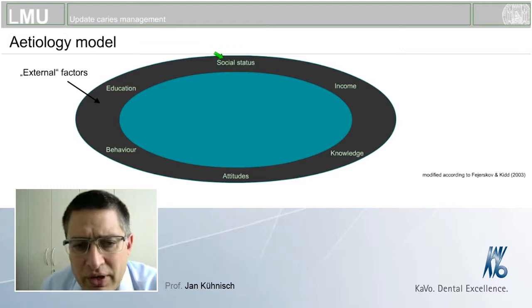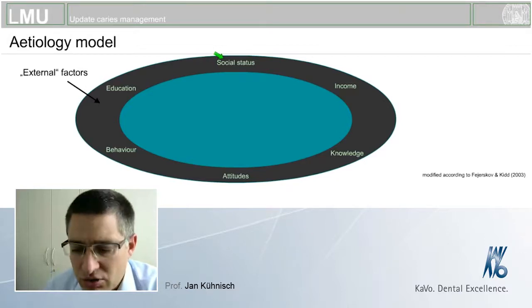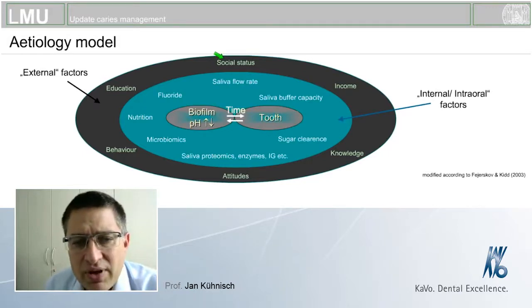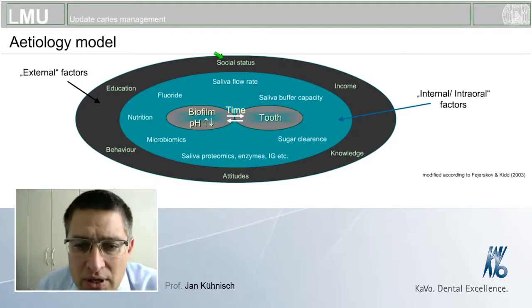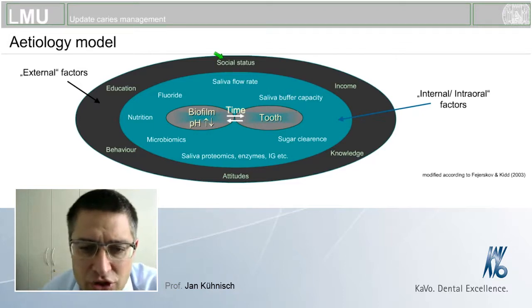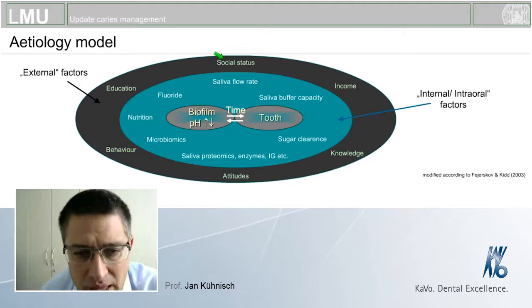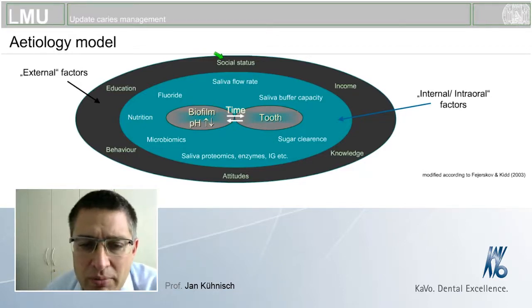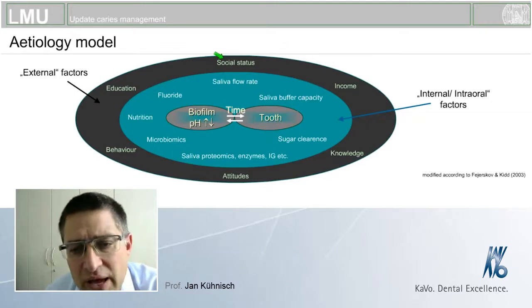We have the external factors which we should try or could try to influence, but it's hard to get. Let's go to the inner parts, to the oral cavity itself. And there we have many protective factors, and we also have caries-promoting factors. Look at the nutrition, maybe that's the important point, which is linked with an acidic environment in the oral cavity and will definitely influence the biofilm, will influence the pH level, maybe decreasing it, and then the tooth will become demineralized over time.